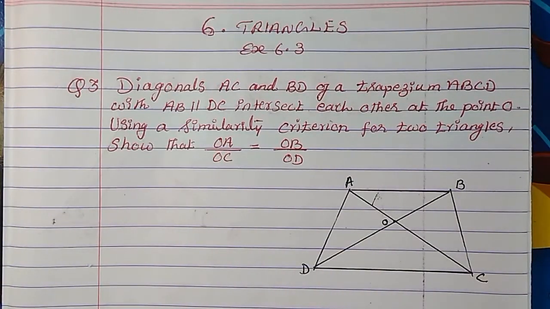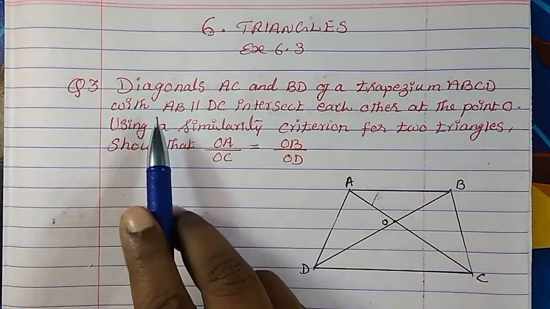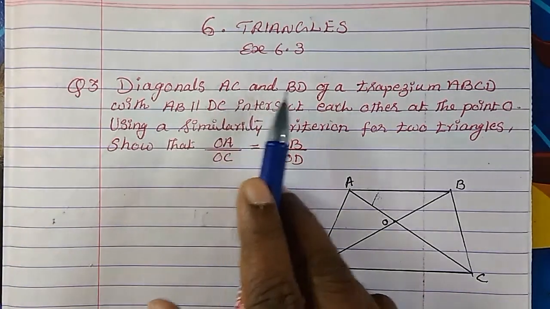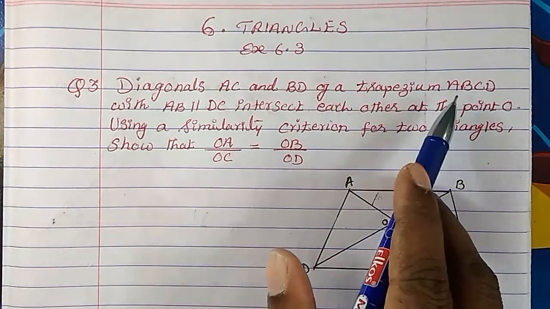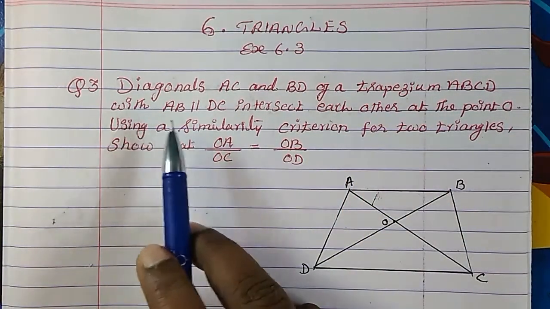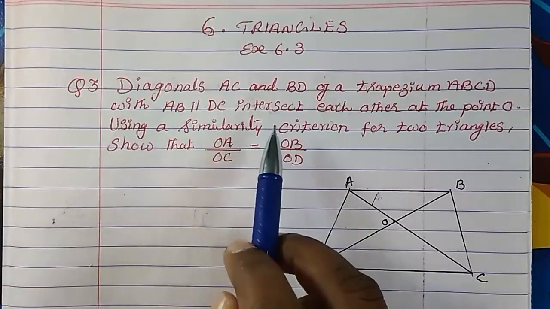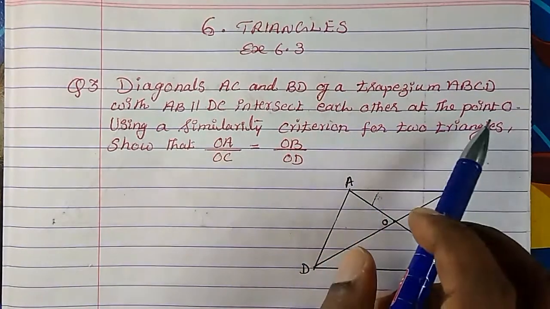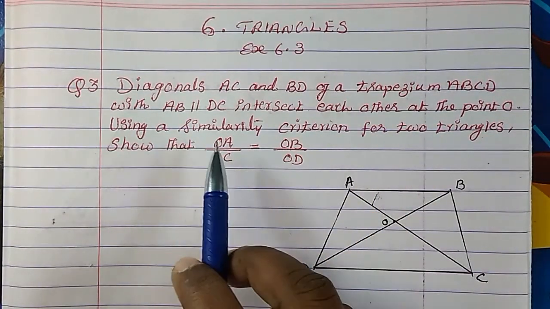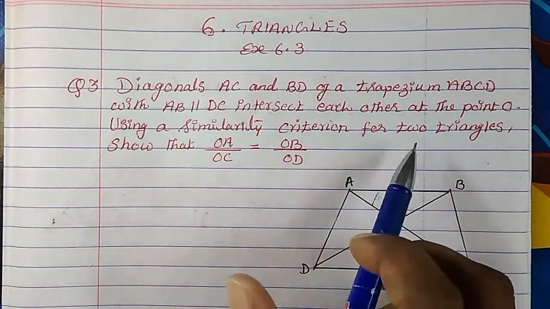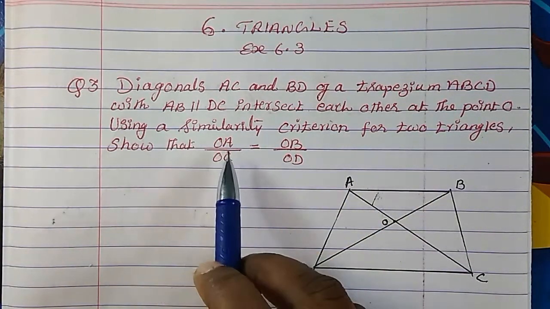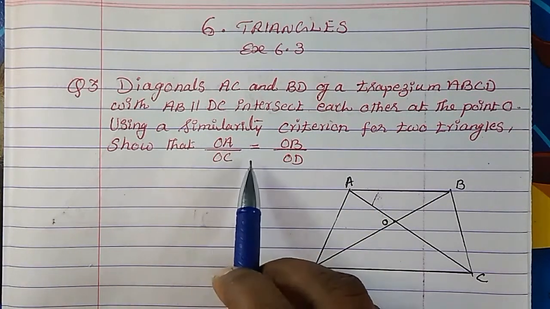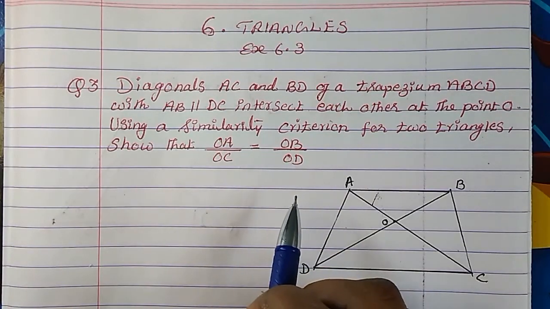Today we are going to study chapter 6 triangles, exercise 6.3, question 3. Diagonals AC and BD of a trapezium ABCD with AB parallel to DC intersect each other at the point O. Using a similarity criterion for two triangles, show that OA upon OC is equal to OB upon OD.